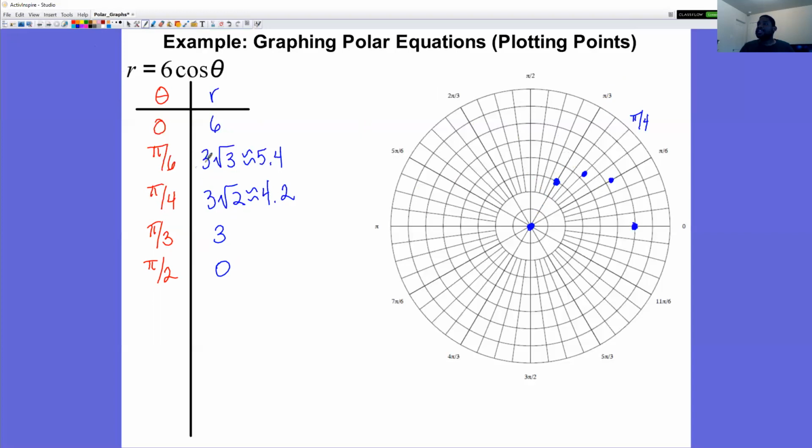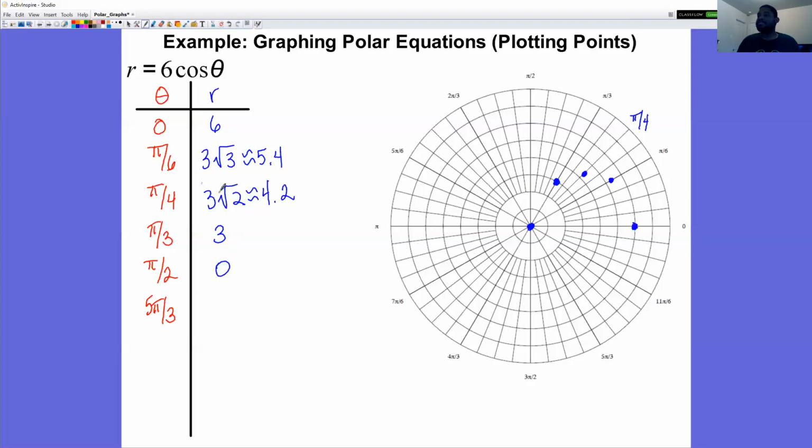And so what's going to happen is you're going to continue picking points, and you're going to end up getting a circle. That's what these tables of values are going to get you. So we're going to start at 5 pi over 3, because if I pick values in quadrants 2 and 3, they're going to give me negative r values, which will put me back over here and plot one of these points here again.